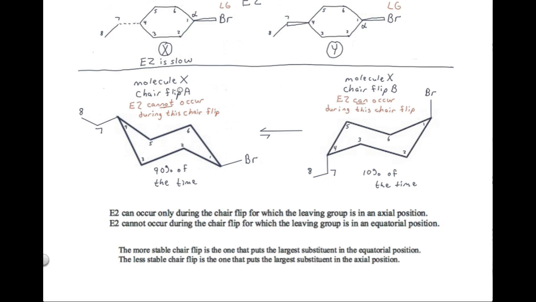Why is this the more stable chair flip? Because it puts the substituents in equatorial positions. Why can't E2 occur during chair flip A? Because it puts the leaving group in the equatorial position. Why is that bad for E2? Well, when the leaving group is in this equatorial position, it's impossible for it to be anti to the beta hydrogen. Remember that E2 requires that anti-periplanar conformation. E2 requires the leaving group to be anti to the beta hydrogen. That's impossible when the leaving group is in an equatorial position.